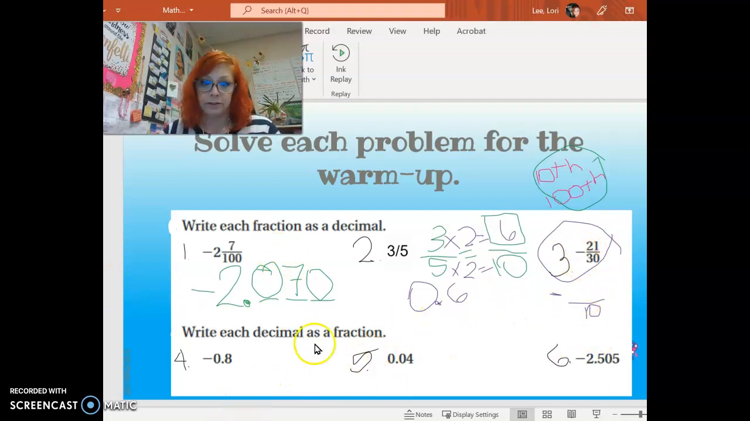All right, let's move on to writing a decimal as a fraction. Now remember, this still has to be converted. Writing a decimal as a fraction. Okay, how do you say this? What if you were just going to read this out loud? You don't say -0.8. How do we read that?